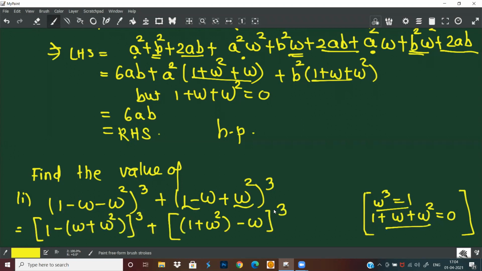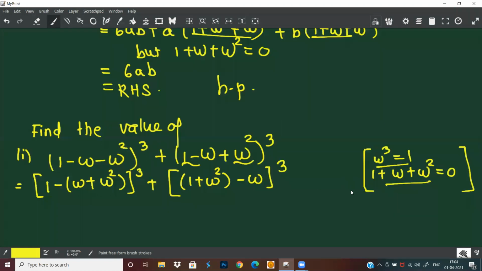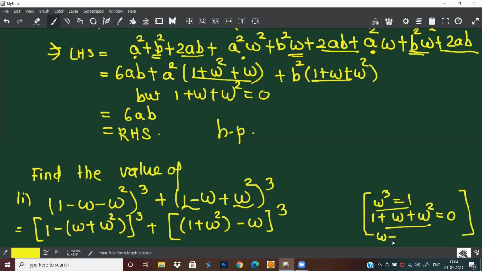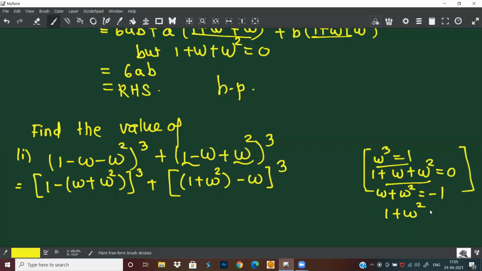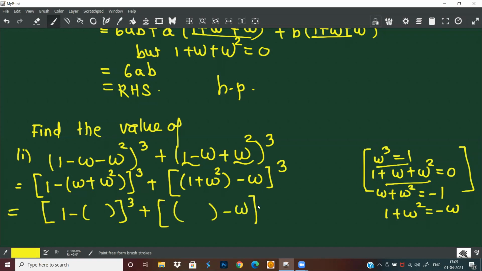करेक्ट? Yes, somebody's got it. ये तो इनकरेक्ट. सो तुम्हारा ओमेगा प्लस ओमेगा स्क्वायर के बदले सब्स्टिट्यूट करो -1 एंड 1 प्लस ओमेगा स्क्वायर के बदले में सब्स्टिट्यूट करो माइनस ओमेगा. करेक्ट? ब्रैकेटिंग शुड बी प्रॉपर. सो ये है मेरा -1 एंड ये है मेरा माइनस ओमेगा.